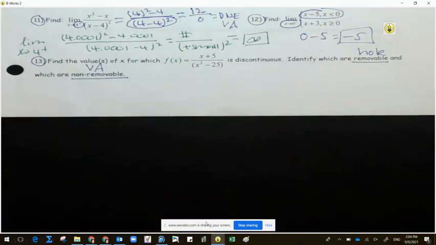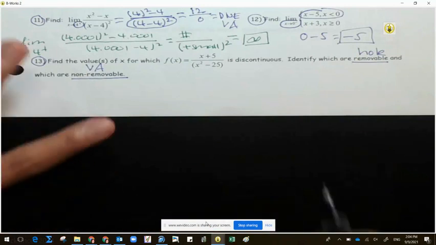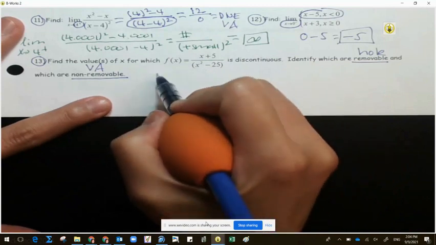So if you see me use removable, and not use the hole, don't be surprised, and so on for the next phrase. Which one can we factor out right now?